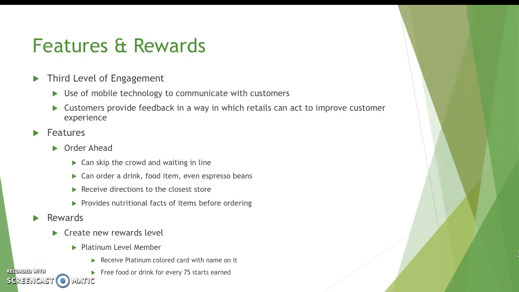Another great feature of the order ahead option is that you will receive directions to the closest Starbucks on the app. The app will also provide all nutritional information before you place the order. In a culture where convenience is key, this feature will continue to be extremely desirable. In the future, Starbucks could even offer an additional member level. This level could be the Platinum level member. At this level, you will receive all the same benefits of the Gold level. However, you will receive a personalized silver colored card with your name on it, as well as a complimentary food or drink item every time you receive 75 stars instead of 125.